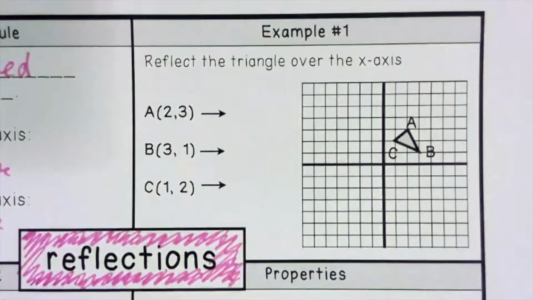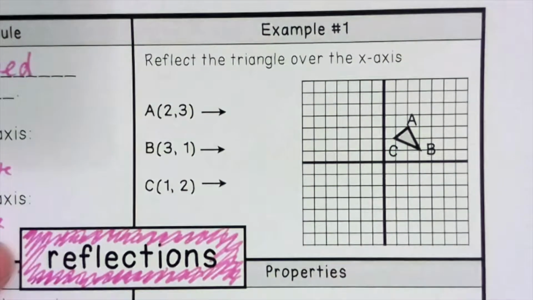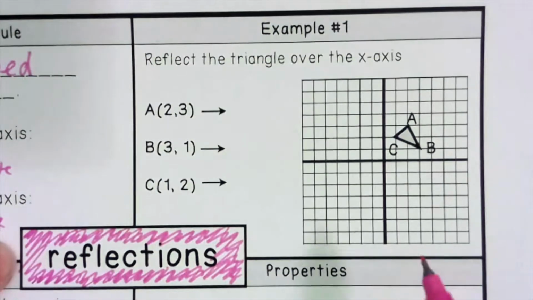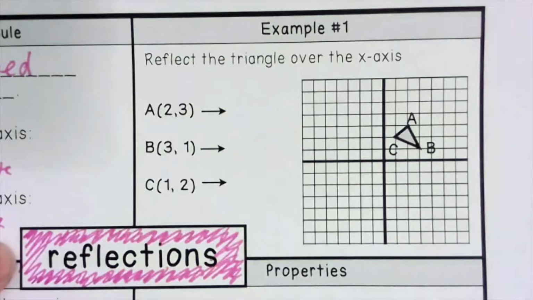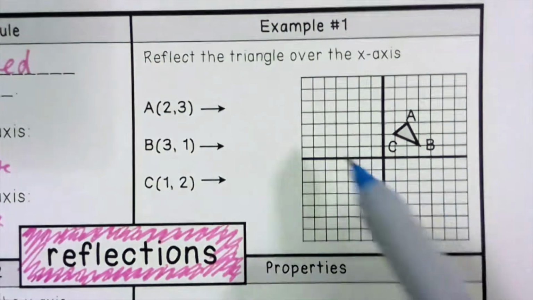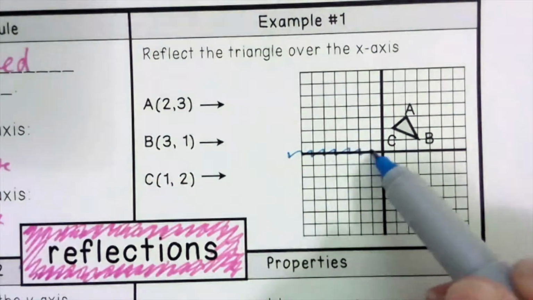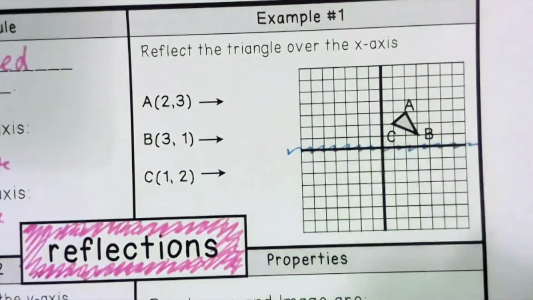Let's look at example number 1. Reflect over the x-axis. So if I look at my shape, I have a triangle, and if I'm reflecting over the x-axis, that's right here. I'll usually draw a little squiggly kind of line.